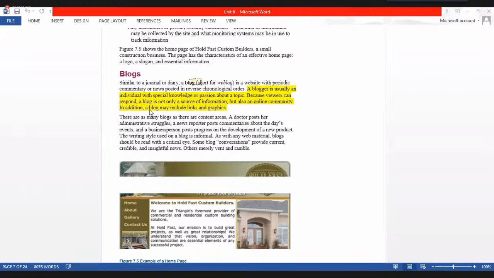Because the viewers can respond, a blog is not only a source of information, but also an online community. In addition, a blog may include links and graphics, isn't it? So in a blog, there are several links and several graphics. It gives a source of information. It is also like an online community.